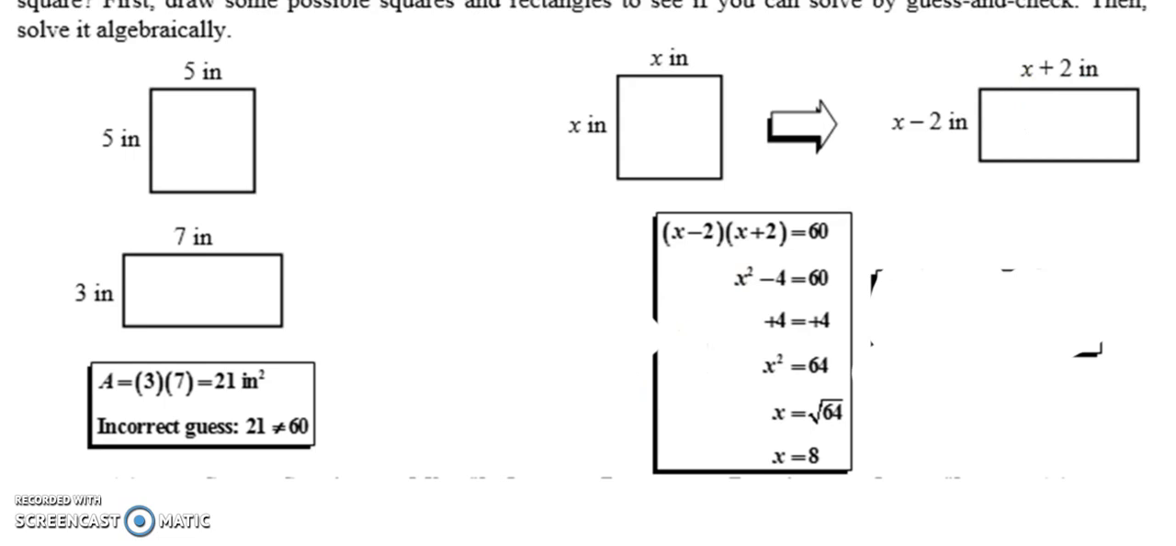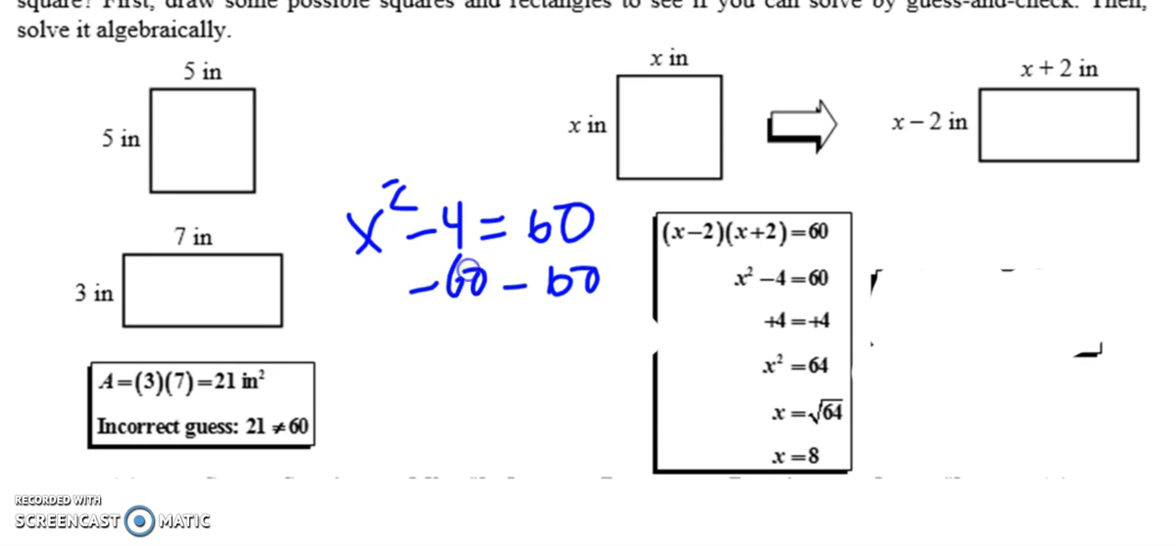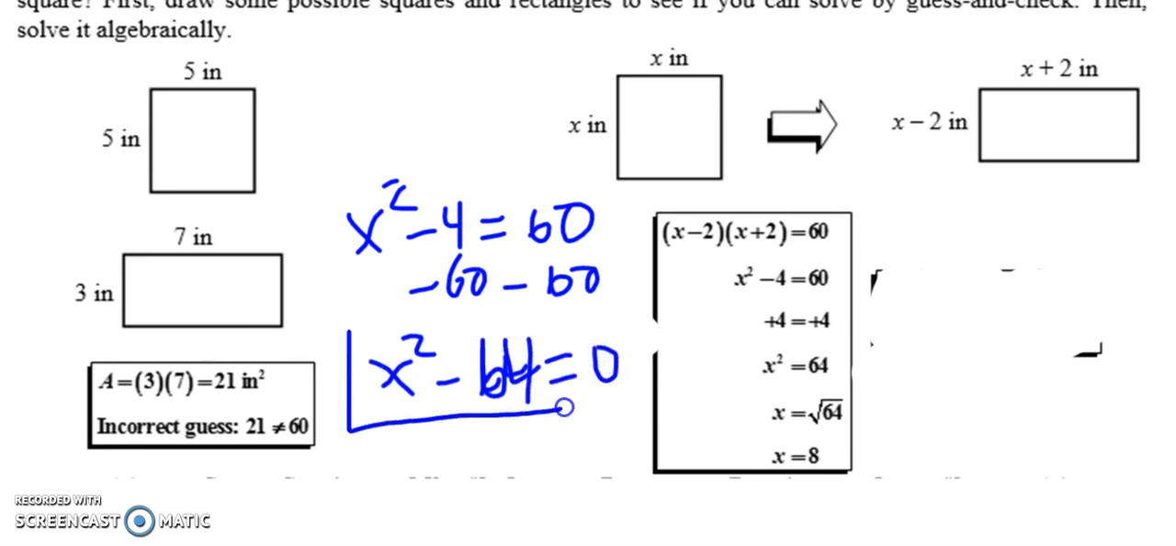Now that's one way you could do it. So again, when you see an x squared and no other x term, you can just get the x squared alone. You could have also done it by, once you got down to this x squared minus 4 equals 60, you could do it the other way by subtracting and setting this equal to 0. So if I subtract 60, I get x squared minus 64 equals 0. And hopefully you recognize this as a difference of squares.